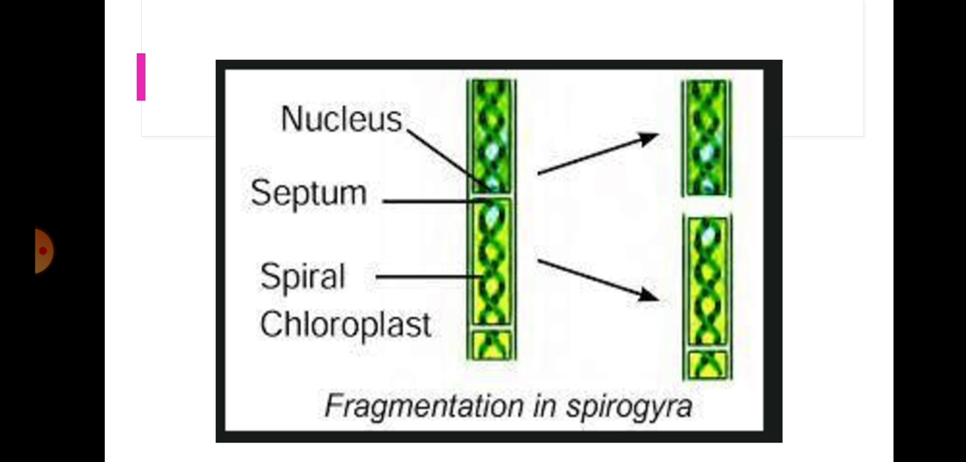You see the picture, the fragmentation of algae, for example Spirogyra. Spirogyra is an alga. You see the slide, the septum separates the cell inside. The first Spirogyra divides into two, then the two divide into four. This is fragmentation in Spirogyra. Then we go to spore formation.